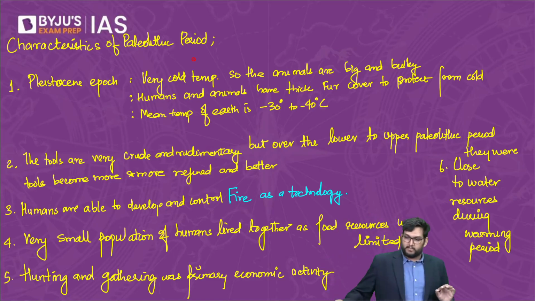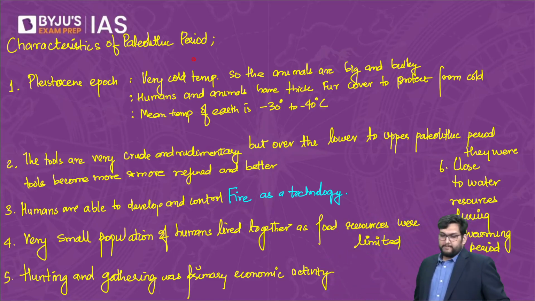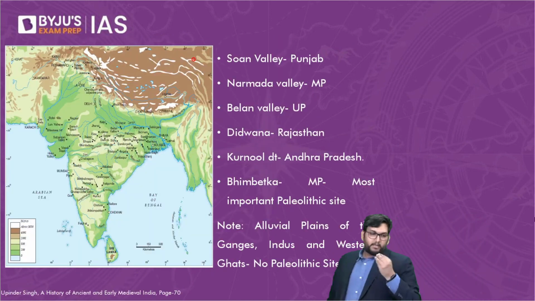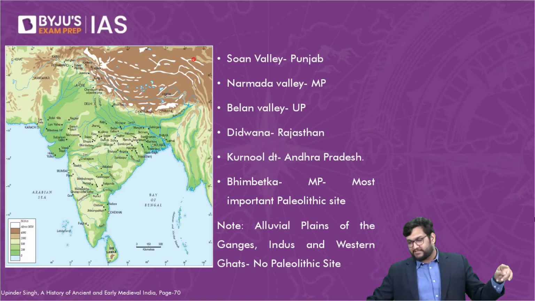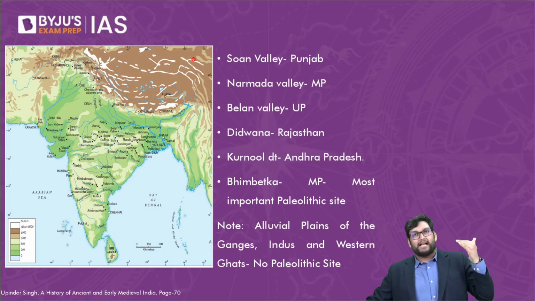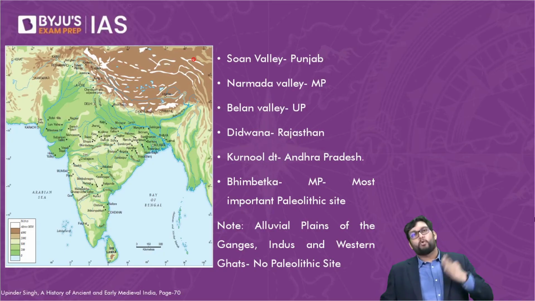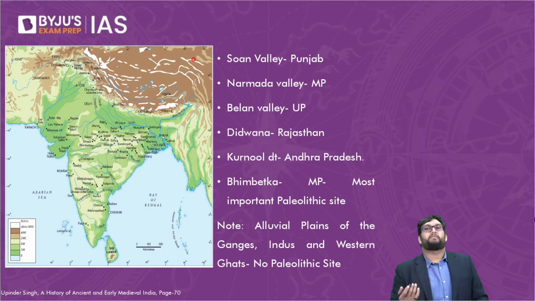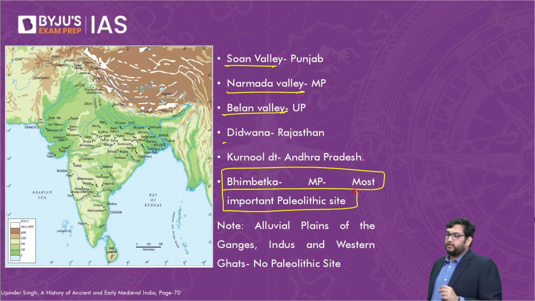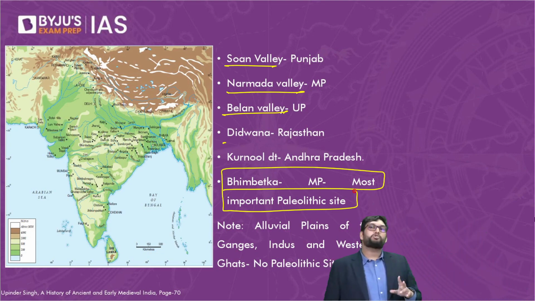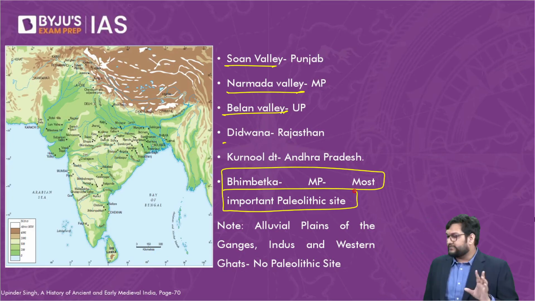Okay. Now, see, this map is the proof that most of these sites were around freshwater resources, because if you see, we find the most number of sites in the valleys of rivers: Son Valley, Narmada Valley, Belan Valley, and you have the most important site, which is called Bhimbetka. Now, there are close to 120 sites for Paleolithic.